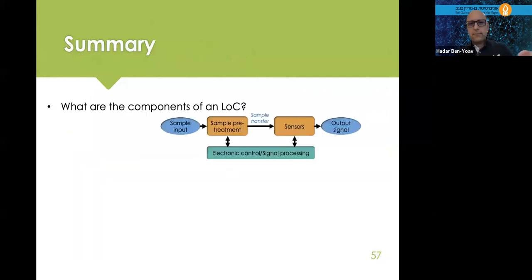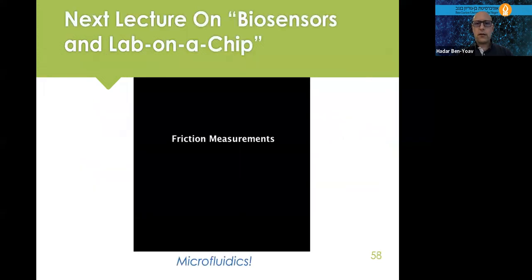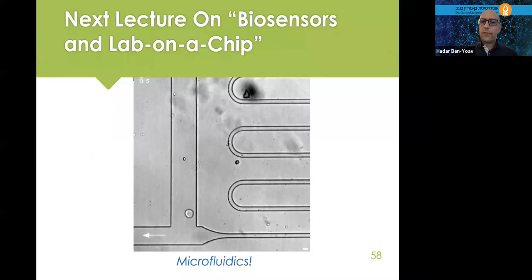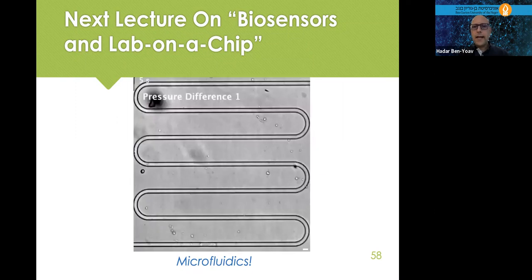So yeah, exactly, kind of the summary. What are the components of a lab on a chip? What are the components that do the sample input, the sample pretreatment, transfers, sensors? What is the output signal? All those things need to be described. And I think I'm going to finish here. Next lecture on Monday will be about microfluidics, how you connect the different components and how we can use microfluidics for the functionality of the component. And that's it.